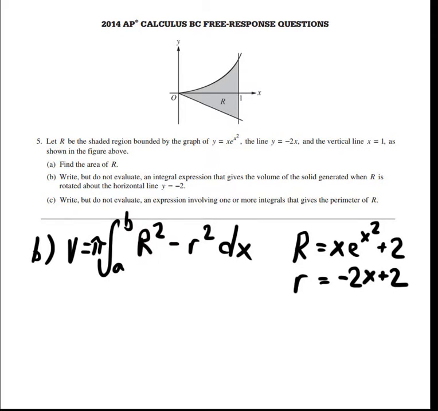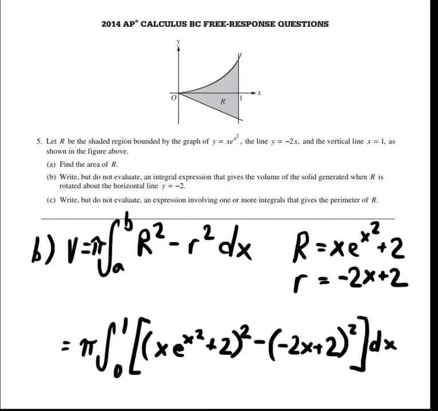By substituting, we can find that the volume is equal to pi times the integral from 0 to 1, our endpoints, of (x e to the x squared plus 2) squared minus (negative 2x plus 2) squared dx. Because the question only asks for us to write the integral but not solve it, we can finish right here. Common mistakes for this problem would be rotating around the x-axis instead of y equals negative 2, or subtracting the 2 because it's negative, or even forgetting the pi and forgetting to square the radius.